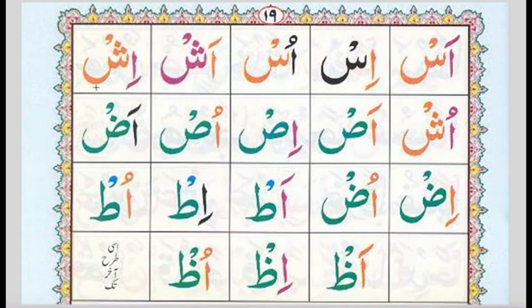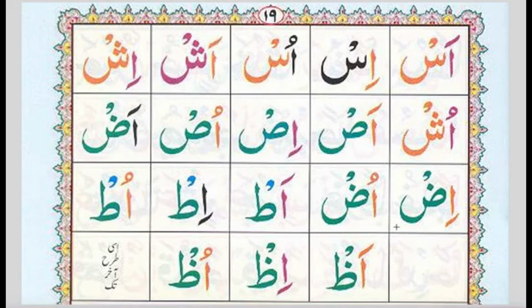Ash, ish, ush. Alif sod fatha as. Alif sod kasra is. Alif sod dhamma us. As, is, us. Alif dod fatha ad. Alif dod kasra id. Alif dod dhamma ud.